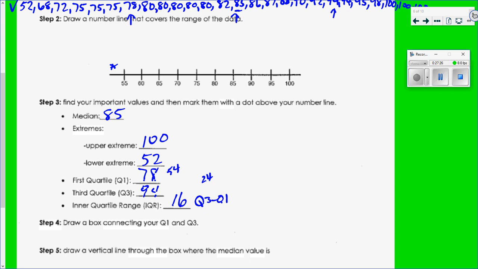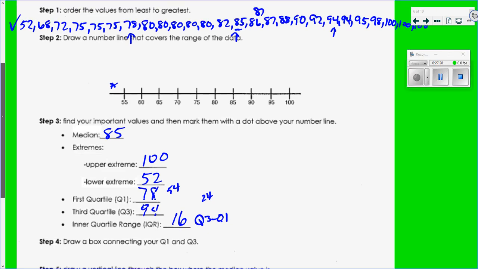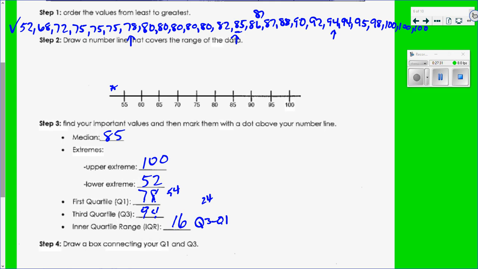Okay, since most of you at least have some of this, let's go ahead and walk through it real quick. I ordered up my data. You'll see the 87 up here. I actually missed that initially, so I had to put it back in. But when I counted, I saw I had 27 pieces of data. So there's my check. 27.